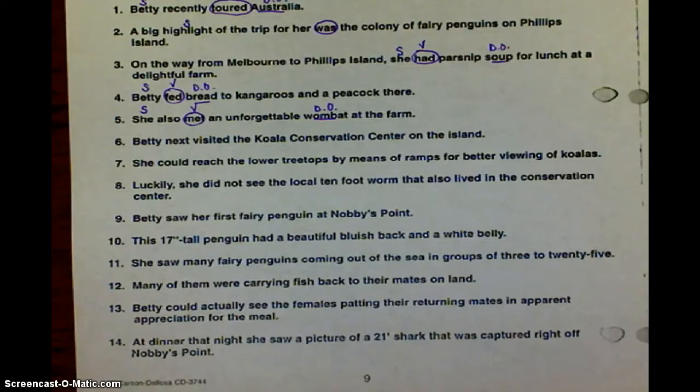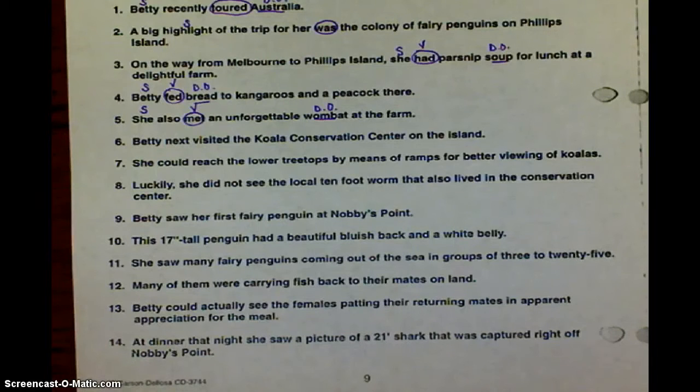Number 12, many of them were carrying fish back to their mates on land. Who or what did it? What did it do? Verb what? Number 13, Betty could actually see the females patting their returning mates in apparent appreciation for the meal. Who or what did it? What did it do? Verb what?